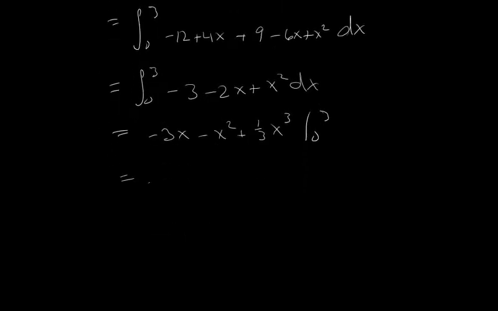Plugging this in, we get negative 9 minus 9 plus 1/3 times 27, which is going to be 9, minus, putting in 0, we get 0 all across the board, so that's equal to negative 9. And there we have it.